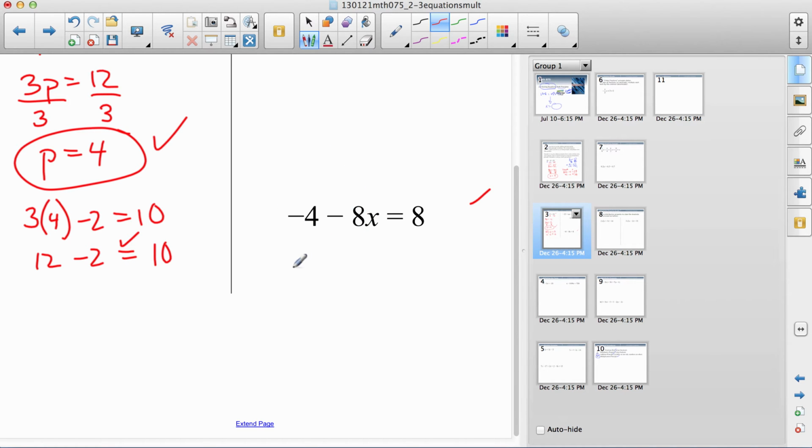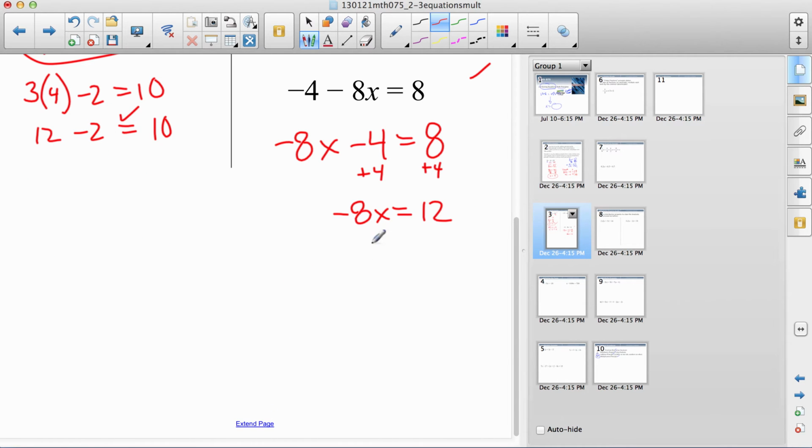If I wanted to, I could reverse the order so they're on the same side. That's the commutative property, so I could rewrite it as minus 8x minus 4 is equal to 8. This minus is this one, and that minus is that one. So again, let's add 4 to both sides. So I get negative 8x is equal to 12. Notice I didn't lose that negative. You've got to be careful with that.